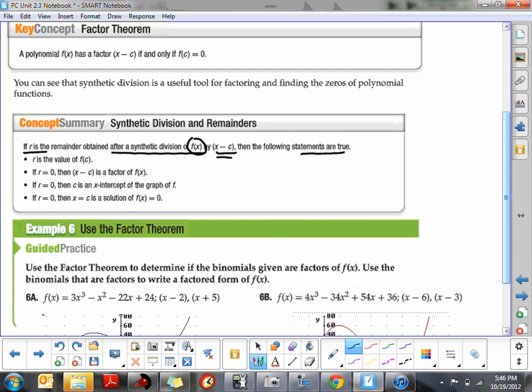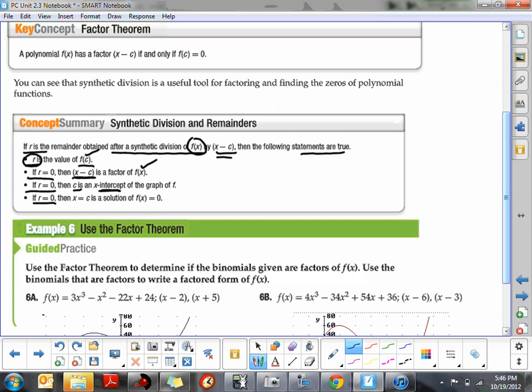r will always be the remainder, and it's the same as the value of f at c. So in your long division or in your synthetic division, r is the remainder. It should be exactly the same as the value of f evaluated at c. But if our remainder is 0, then x minus c has to be a factor of f at x. In essence, it goes in there evenly without a remainder. If r is equal to 0, then c is an x-intercept of the graph. So we're relating our factor back to the x-intercepts.